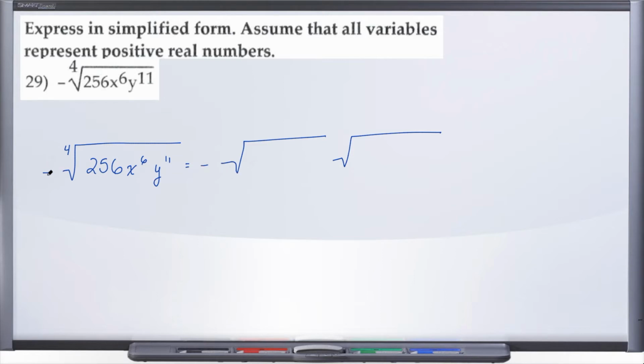This negative is on the outside of the radical, so we know that no matter what, our answer is going to have a negative in it. And our root or index is 4, so let's not forget to write that. And I think we're good to go. All right. So, does 256 have a fourth root?